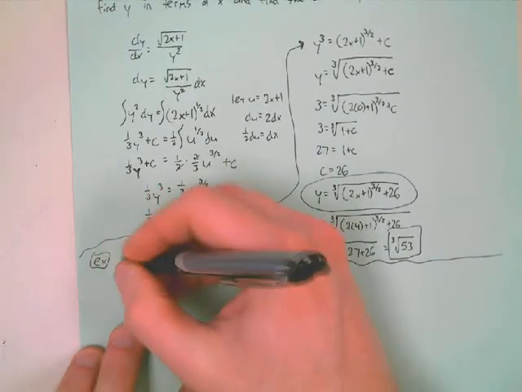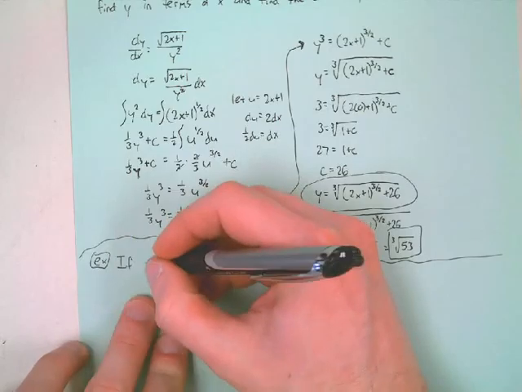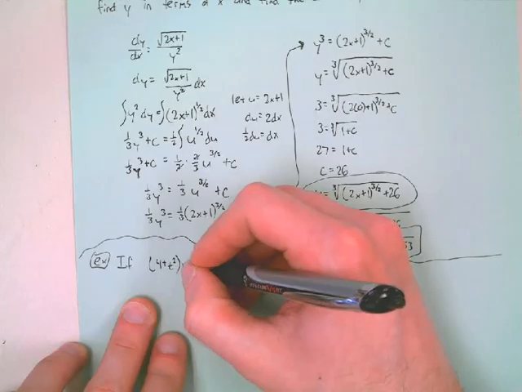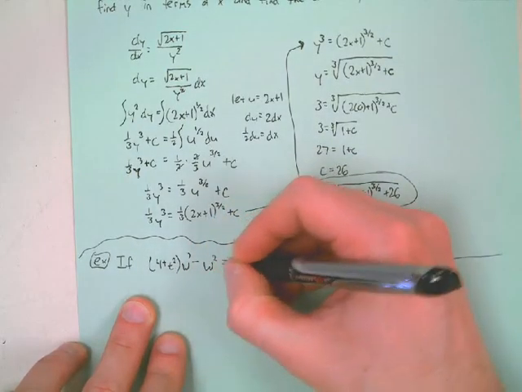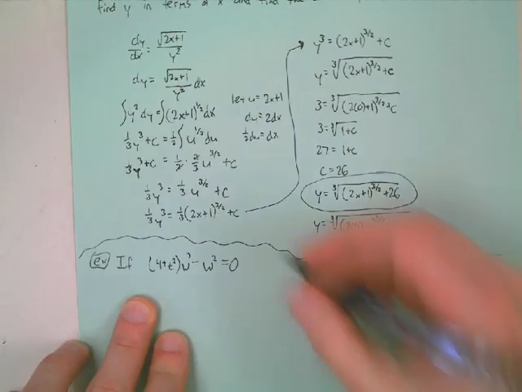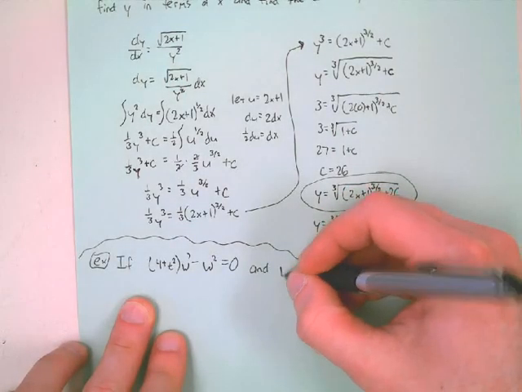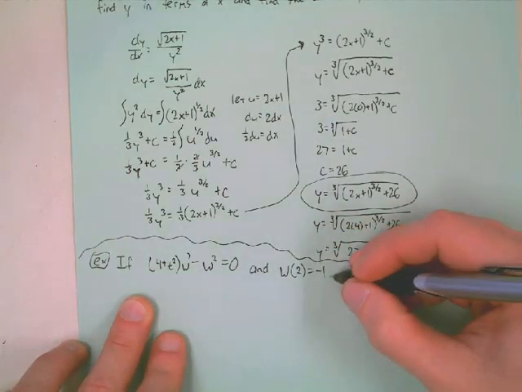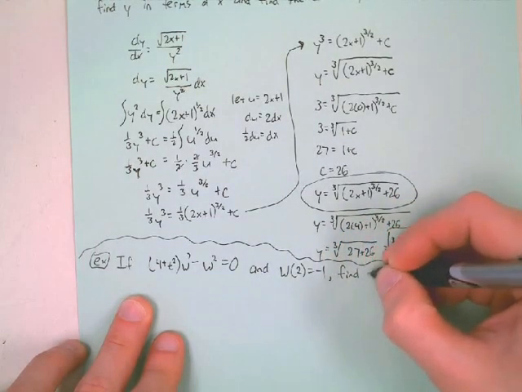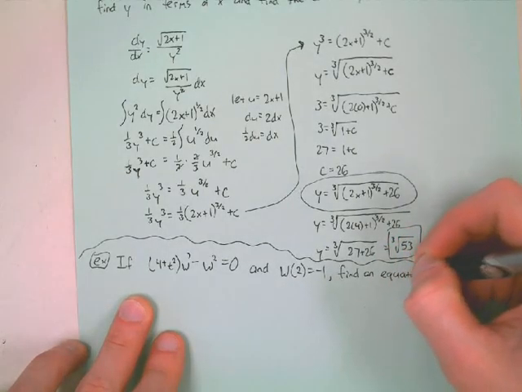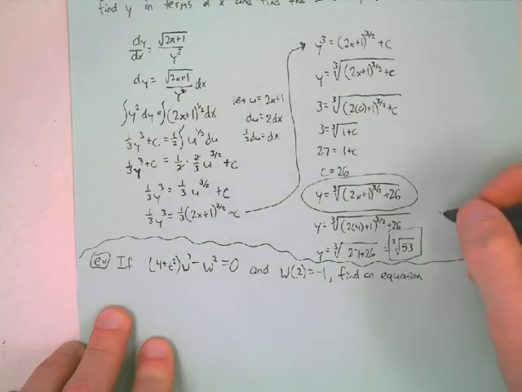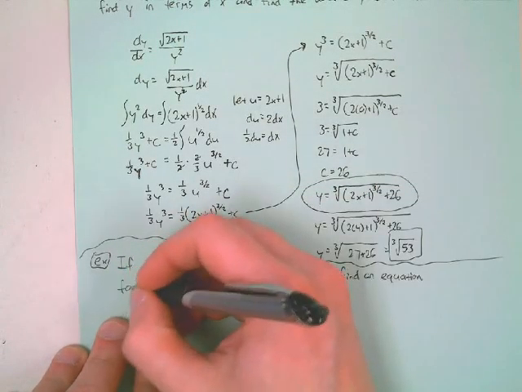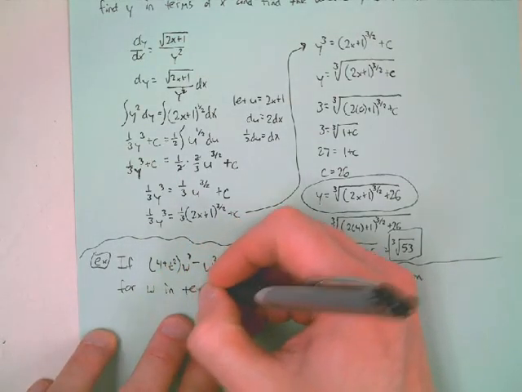If 4 plus t squared times w prime minus w squared equals 0, and w of 2 equals negative 1, find an equation for w in terms of t.